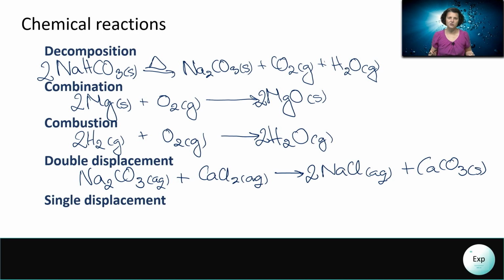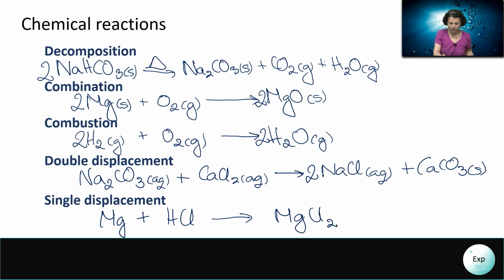Single displacement reactions are the reactions in which an element is reacting with an ionic compound, and in those cases, the element replaces one of the ingredients in the compound. One common example for this is the reaction of magnesium with hydrochloric acid, and you probably conducted this experiment in the gas laws lab. When these two react, the magnesium and the hydrogen will exchange, producing magnesium chloride, which is aqueous, and hydrogen, which is a gas.